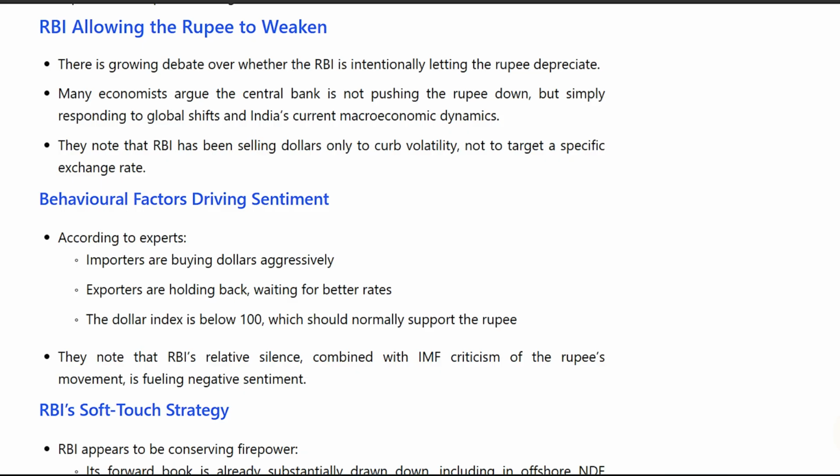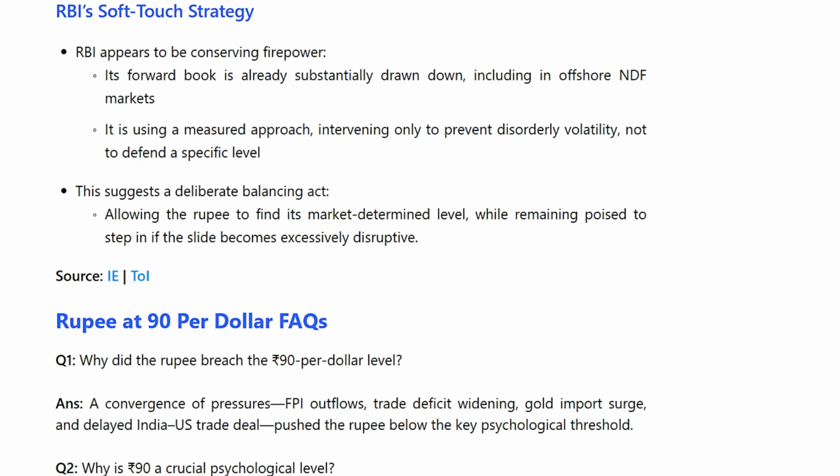RBI soft touch strategy. The RBI appears to be conserving firepower. Its forward book is already substantially drawn down, including in offshore and DF markets. It is using a measured approach, intervening only to prevent disorderly volatility, not to defend a specific level. This suggests a deliberate balancing act, allowing the rupee to find its market-determined level while remaining poised to step in if the slide becomes excessively disruptive.